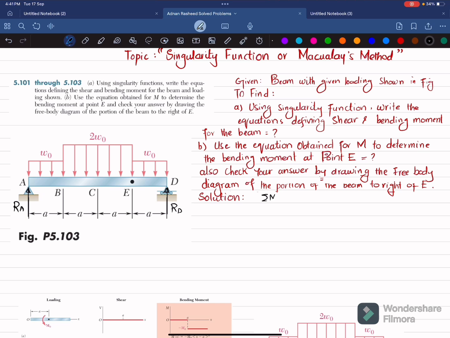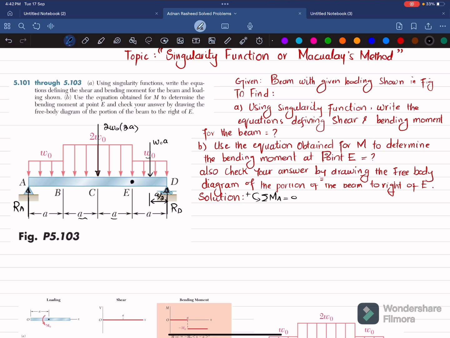So the first equation of equilibrium is that the sum of all moments about point A is equal to 0, taking counterclockwise moment as positive. You can see W naught acting over here, and when we convert this W naught into a point load, it will be equal to W naught into the length over which it acts, which is A, and this will act at a distance of A by 2. Now the 2W naught converted into a point load will be equal to 2W naught into the length over which it acts, which is 2A, and that will act at a distance of A from point E.